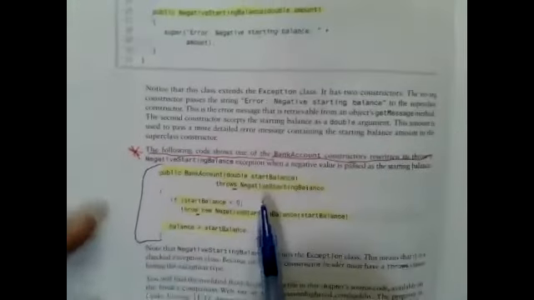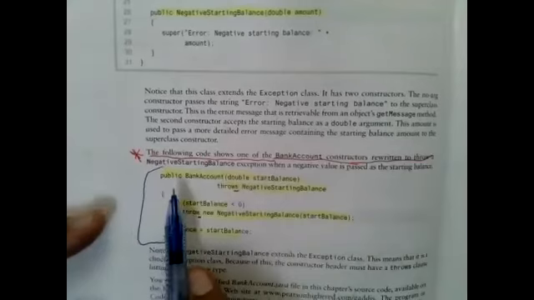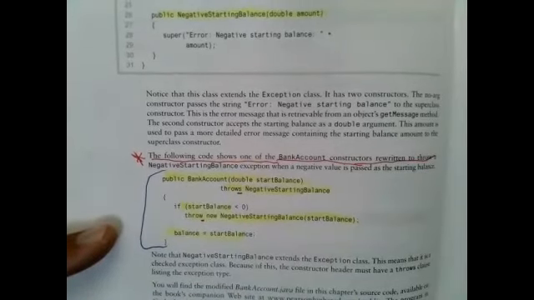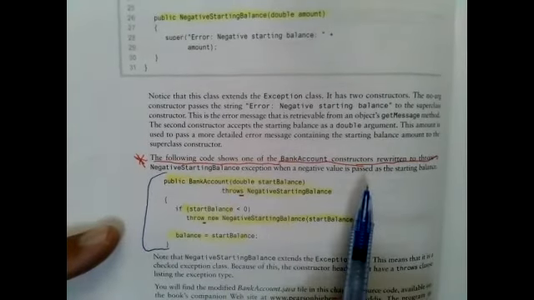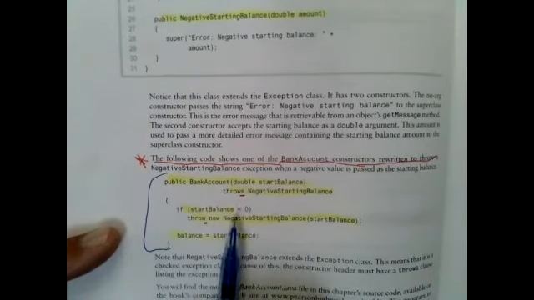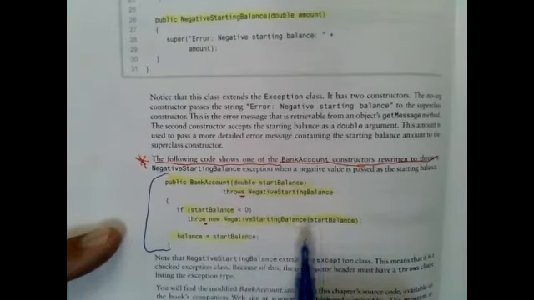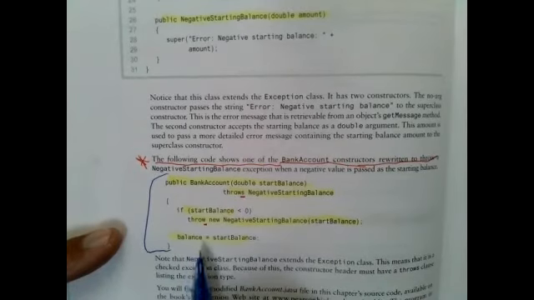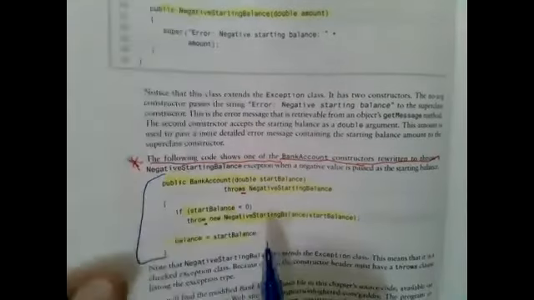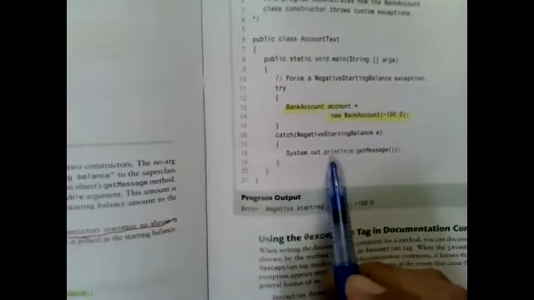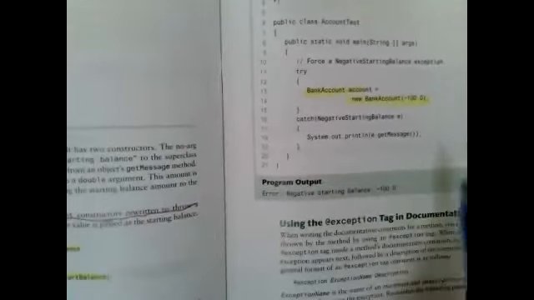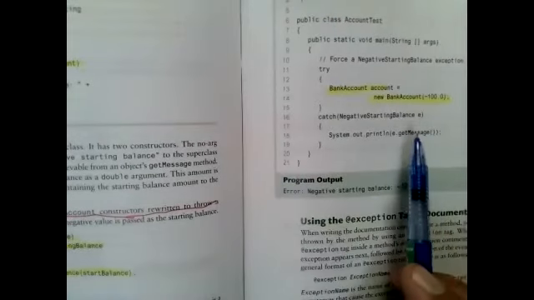the following code shows one of the bank account's constructors rewritten to throw a negative starting balance. Okay, so here's that bank account constructor, throws negative starting balance. If the starting balance is less than 0, I want to throw that, otherwise it just becomes balance and everything's good. If I throw it, where does it land? In this catch block. So now we're seeing a little more involved because we are jumping around.